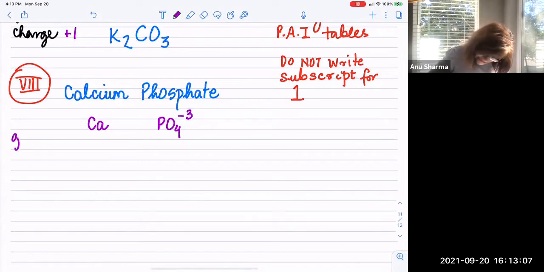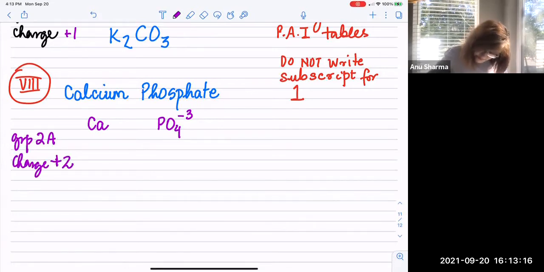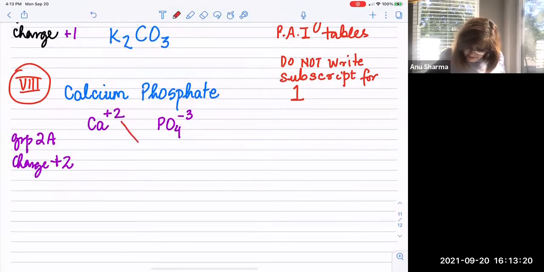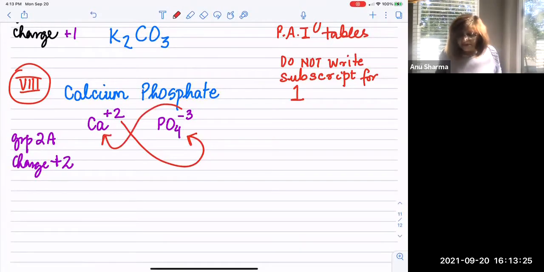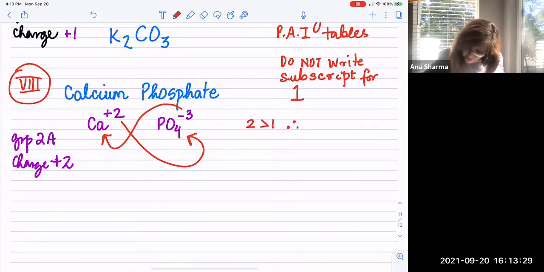Calcium is in group number 2A, so therefore the charge on calcium is +2. And the rest is just crisscross. This number comes here and this is here. Because 2 is more than 1, therefore PO4, the polyatomic ion, is kept in parentheses.